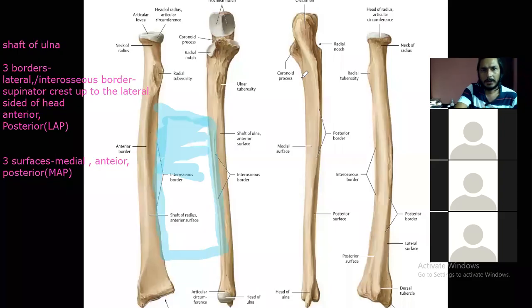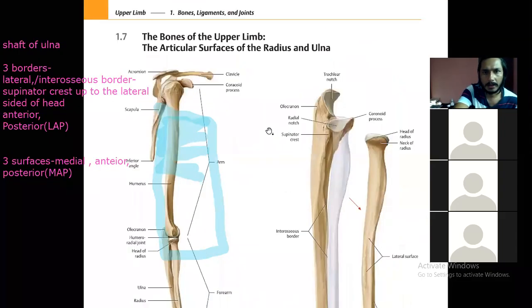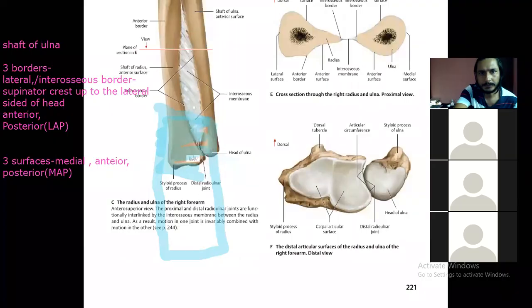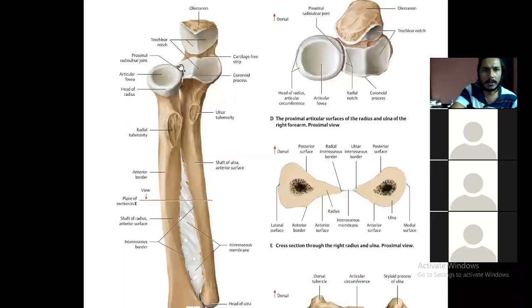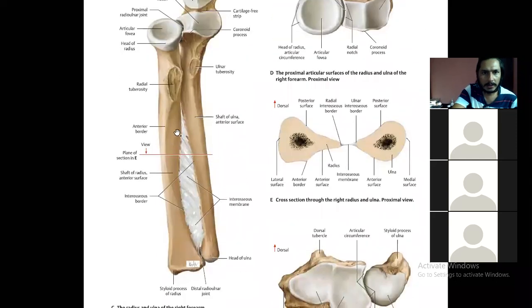Now let me show you here. The membrane is given here, so you can see the membrane. This is the radius, and this is the radial notch of the ulna. This is the circumference of the head. They fit together to form the proximal radioulnar joint. Now see here, this is the interosseous border of the radius and the interosseous border of the ulna. In between there is the extension of the membrane, that is the interosseous membrane.